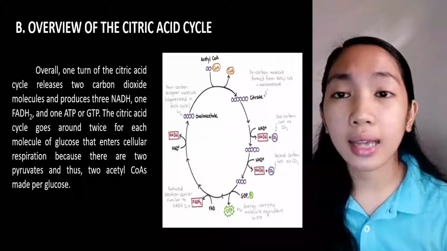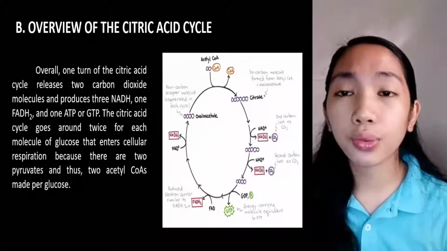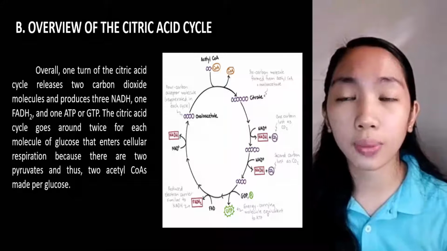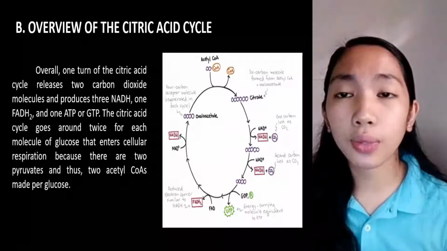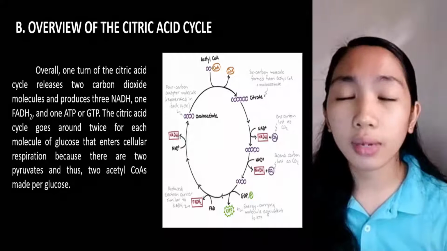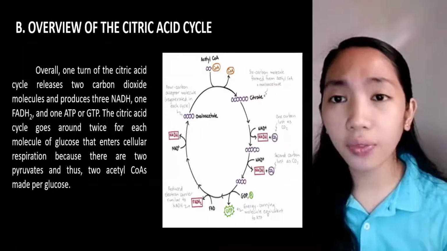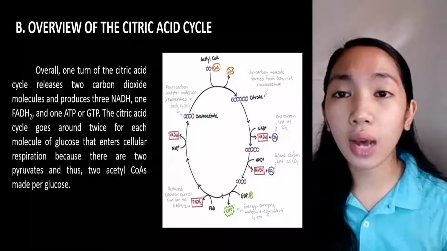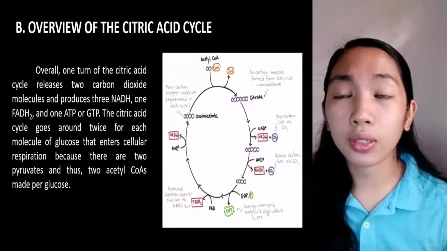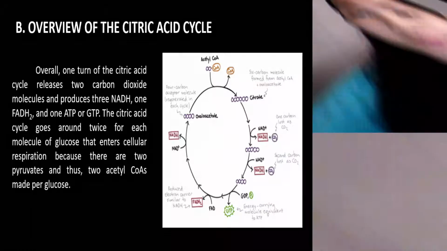The citric acid cycle happens twice since glucose that enters cellular respiration consists of 6 carbons, and these 6 carbons will be divided into 2 pyruvates, and 1 pyruvate consists of 3 carbons. So for every glucose, there are 2 acetyl-CoAs made.